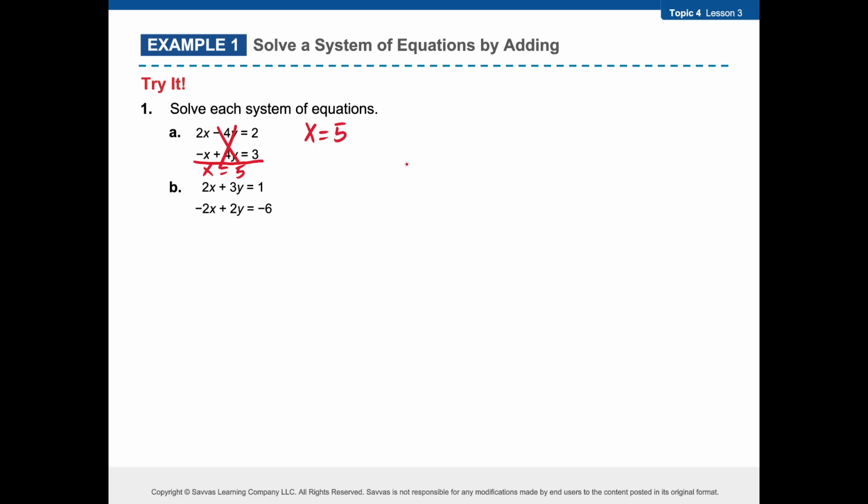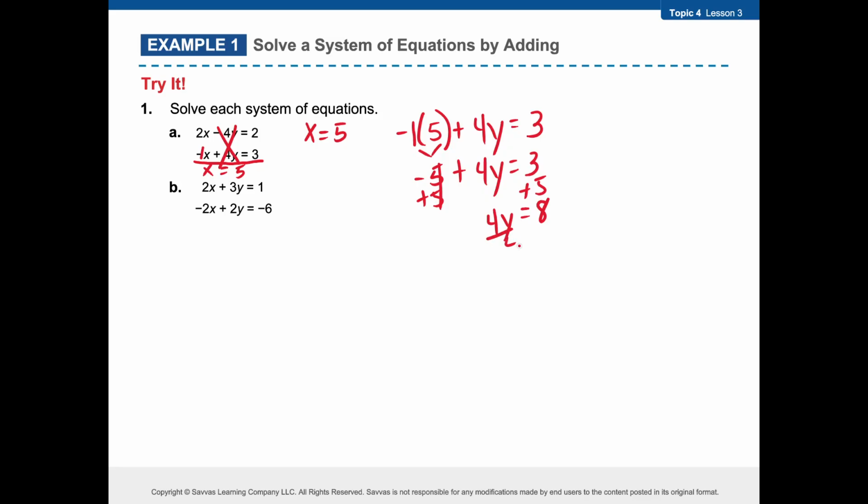So x equals 5. Next, plugging it back in, I'm going to use the bottom equation. Remember that there's always a 1 in front of a variable that's by itself. So if you wanted to do negative 1 times 5 plus 4y equals 3, that becomes a negative 5. Add 5 to both sides, get a positive 8, divide by 4, and y equals 2. So this ordered pair would be (5, 2).